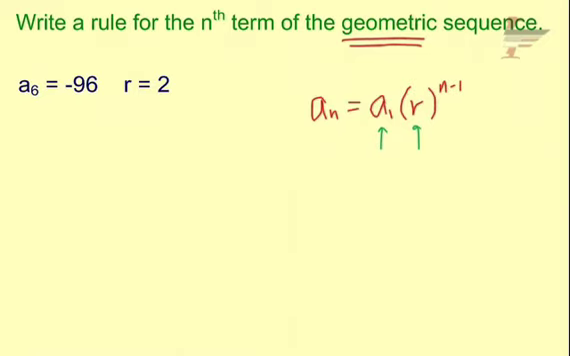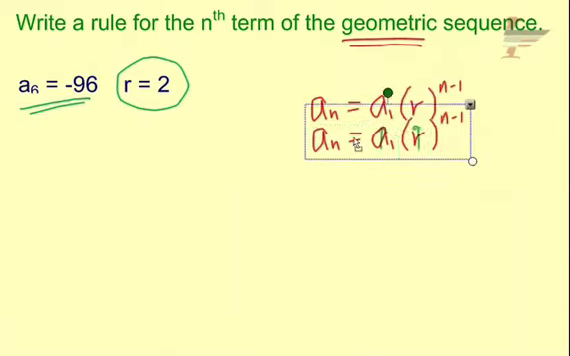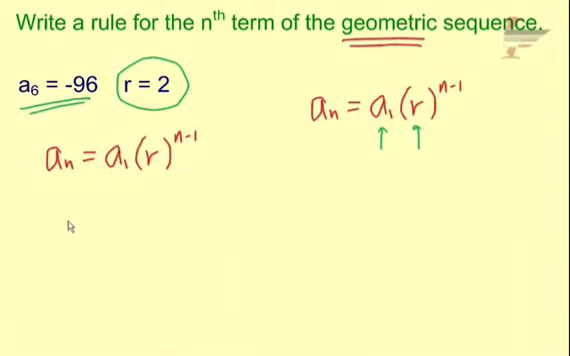So we look at what they gave us. Do we know either of those? Well, they gave us the ratio, but they did not give us the first term. So how can we find that first term? That's where we're going to plug into this formula what we know to help us get that first term.